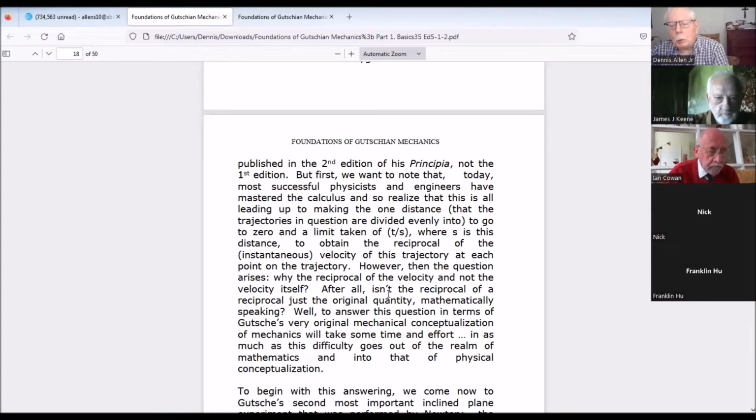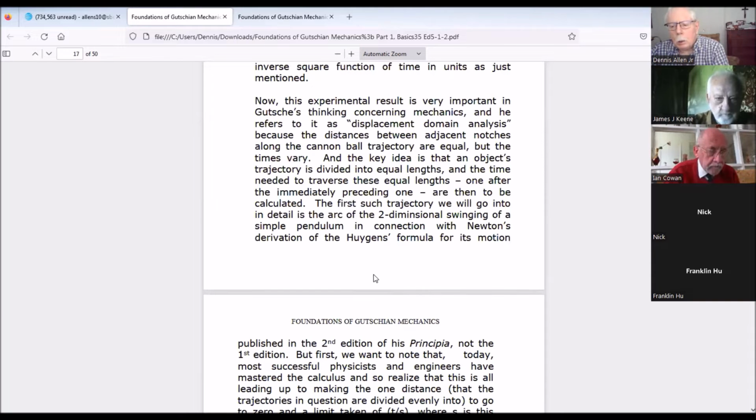Now, there's another experiment, though, due to Newton, which is the second most important one in Gursche's thinking, and that is where, setting the notches that the cannonball hits at equal distances, he sets it at times so that the cannonball will hit the notches and make a noise at equal times rather than equal distances.